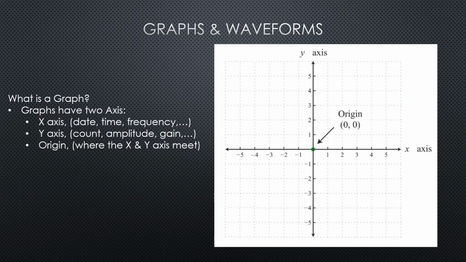Okay, so what is a graph? In general, we've got two axes. We've got an x-axis and a y-axis. We can think of the x-axis, generally speaking, as maybe a date or a time or a frequency, and the y-axis is some kind of count or multiple or amplitude or some kind of gain.